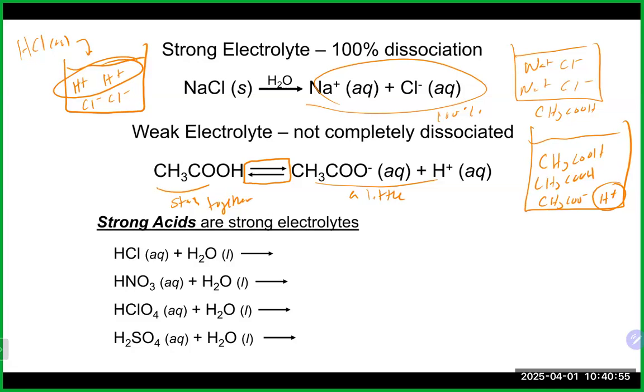But really, when acetic acid goes for a swim, it's going to pretty much stay together, and a little bit of it's going to break apart. So that's a strong electrolyte and a weak electrolyte.